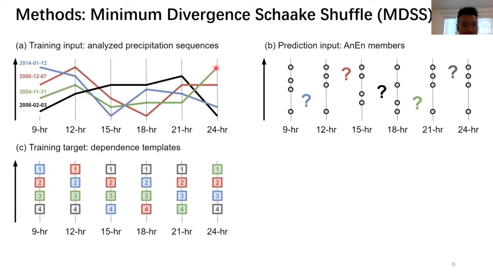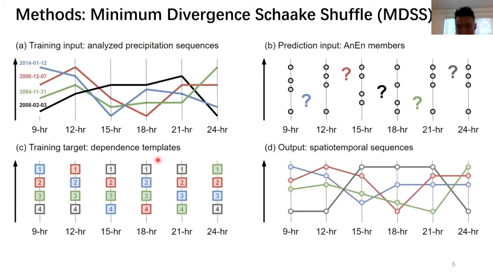It obtains analyzed precipitation sequences from the past. It extracts their rank structures as training targets, which are also known as dependence templates. And then in the inference stage, the same templates are memorized and applied to analog ensemble members, and it produces spatial temporal sequences. Now back to the minimum divergence part. This is a feature engineering strategy, which means we objectively select analyzed sequences by minimizing their distribution divergence against our analog ensemble members on each initialization time.